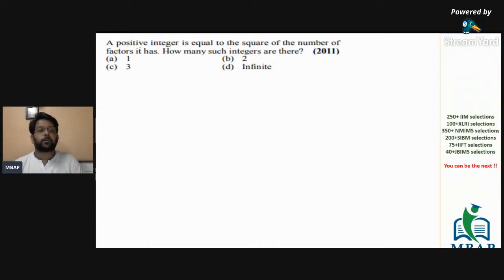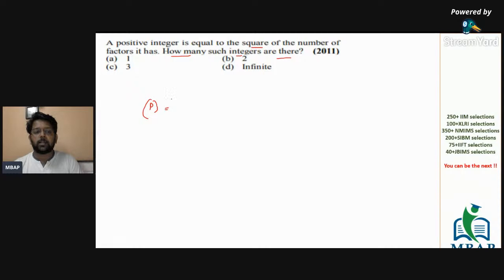The question says a positive integer is equal to the square of the number of factors it has. Good. A positive number P is equal to the square of the number of factors it has. How many integers are there in the line of numbers that you can consider?